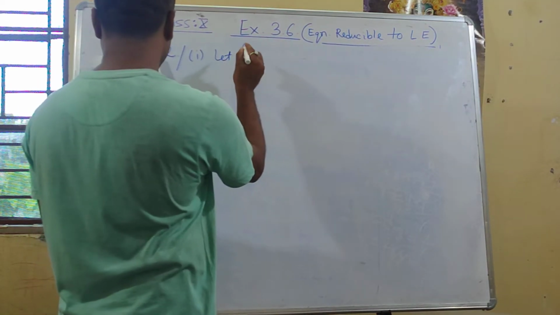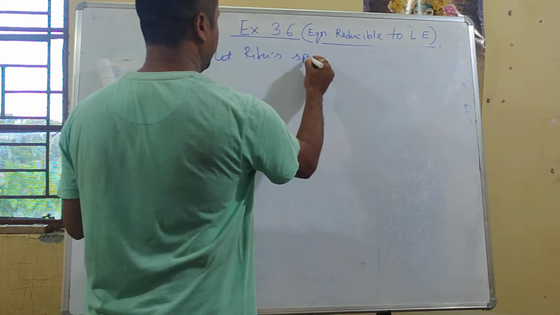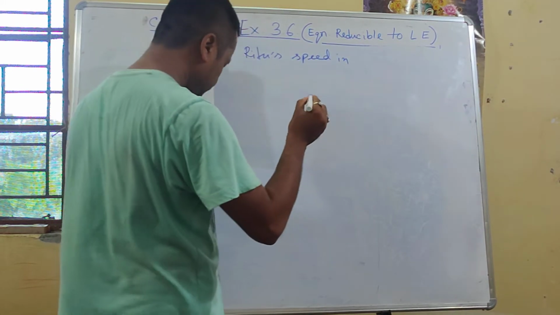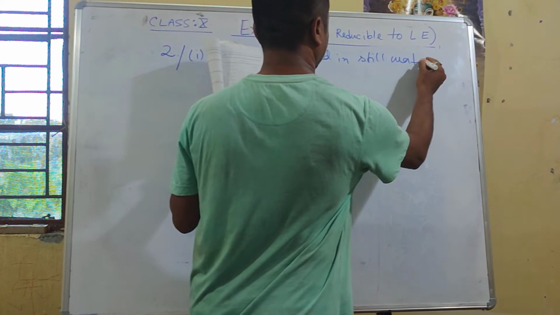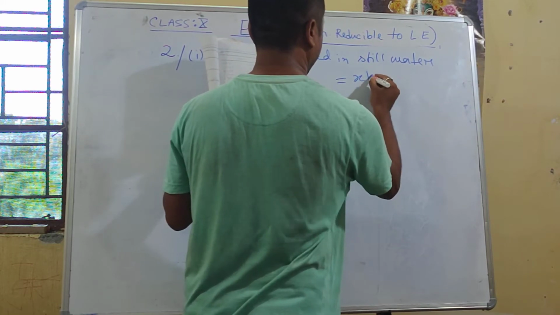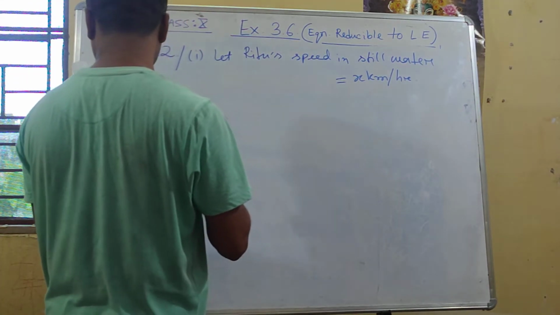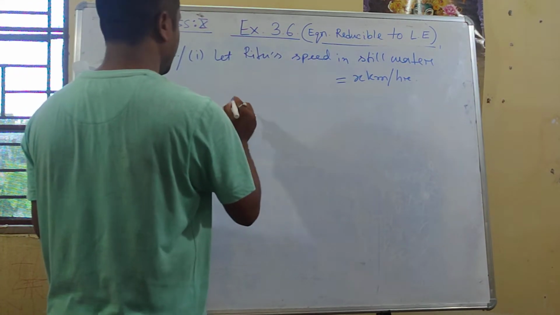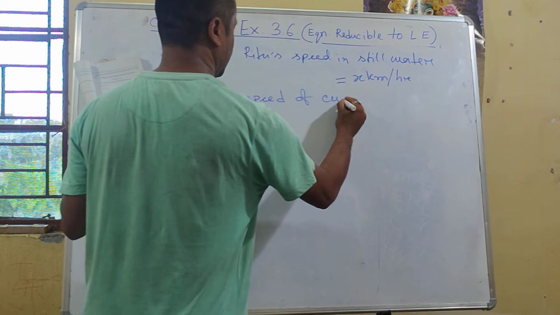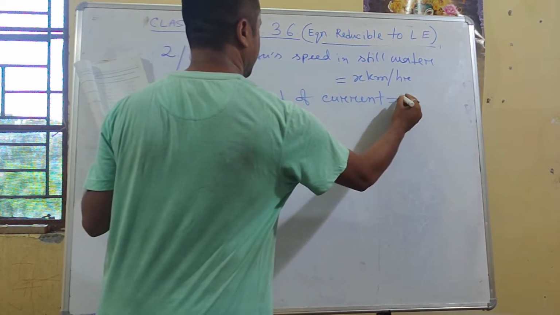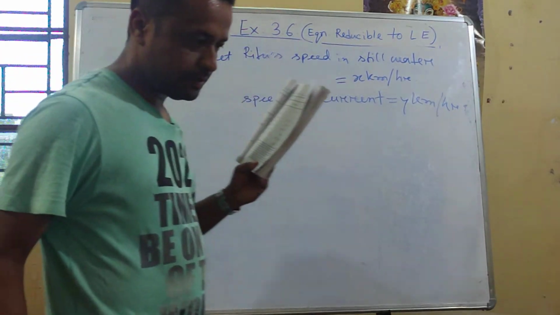So let Ritu's speed in still water be x kilometer per hour, and speed of current be y kilometer per hour.